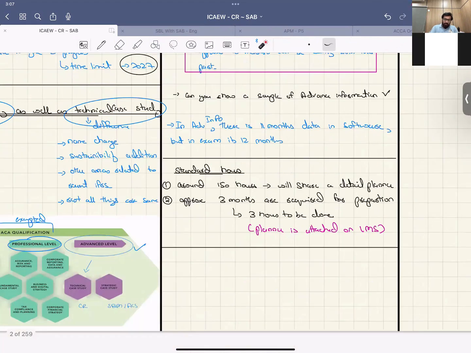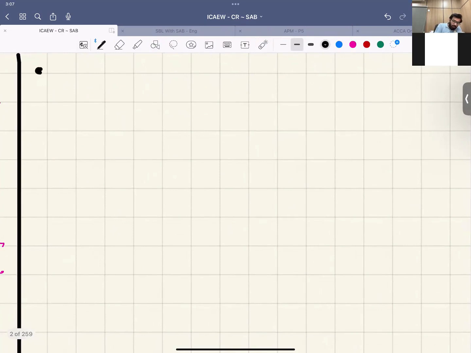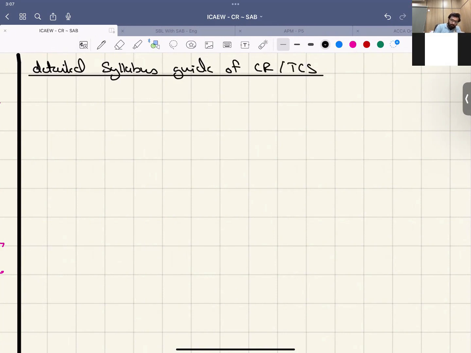Now, I'll write the detailed syllabus of this Corporate Reporting, so that we have a brief discussion on it, and then we can move on to our next class, which is the course, right? So the detailed syllabus guide of Corporate Reporting, which is known as the technical case study, would be mentioned here.